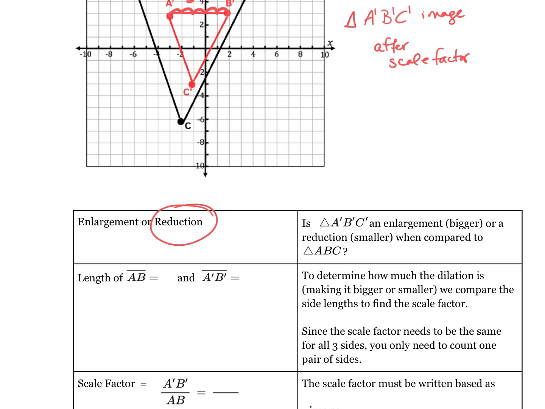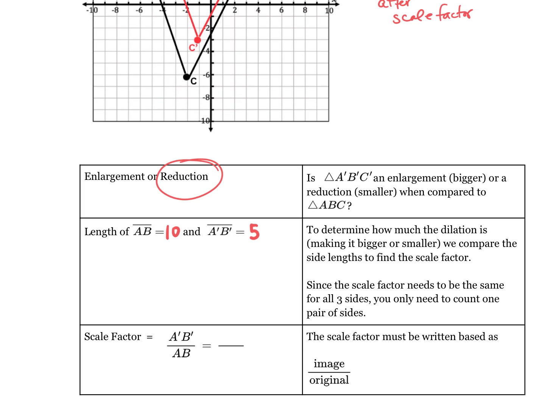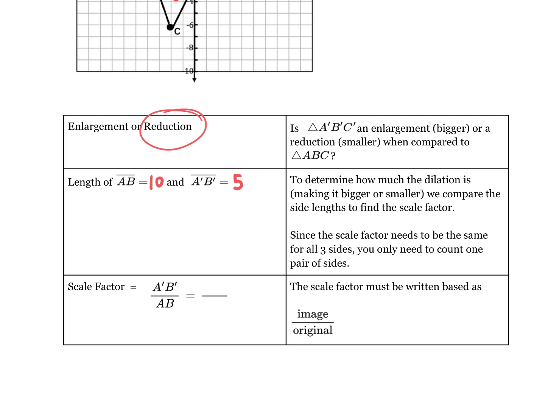So I have AB is 10. A prime B prime is 5. And I hope that some of you recognize that 5 is half of 10. Or 2 times 5 gives me 10. But because we have a reduction, our scale factor is going to be a fraction. The only way we can get a figure smaller is if we multiply by a fraction.